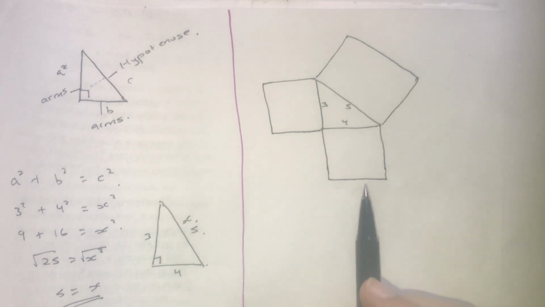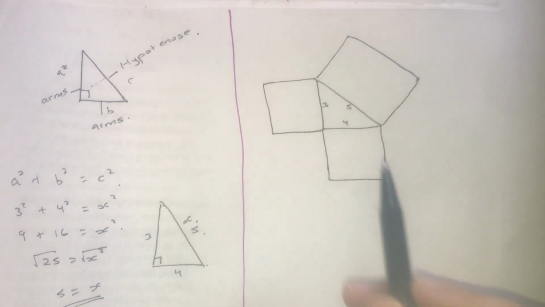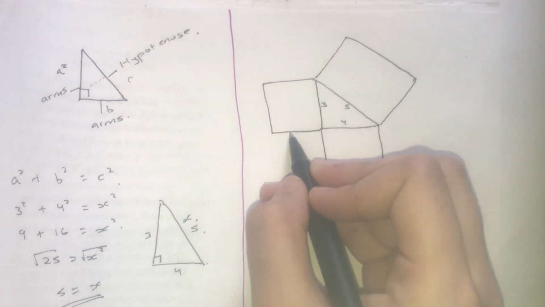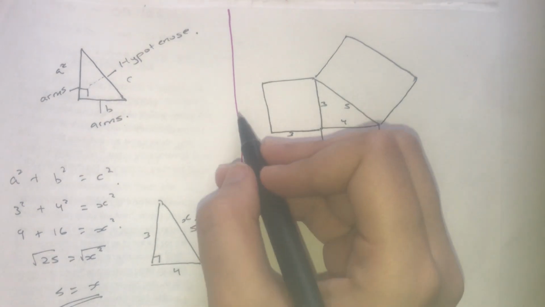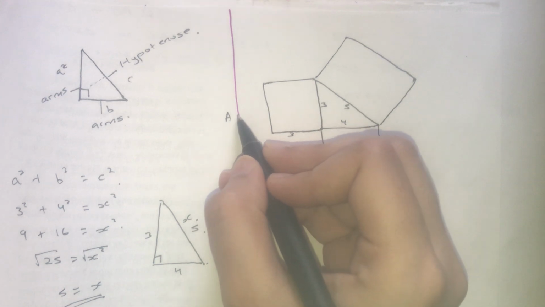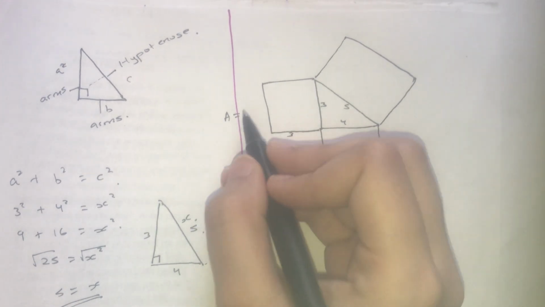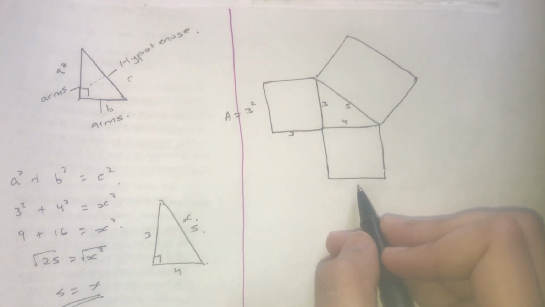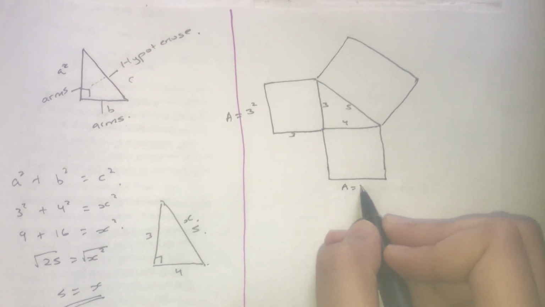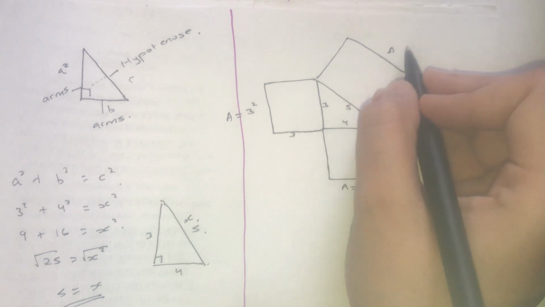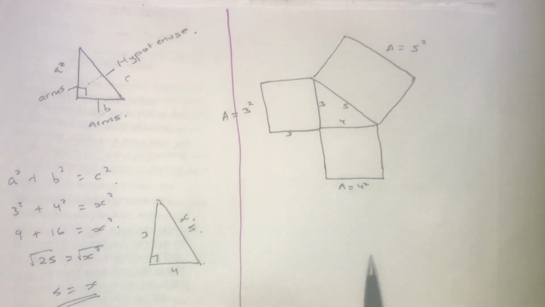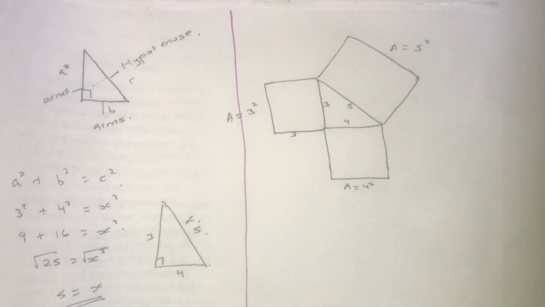Now, one property of squares is that all sides are equal. So that means this side is equal to this side, right? And the area of the square will be found by doing A equals side squared, that is 3 squared, okay? The same goes to this one. A will be equal to 4 squared, and here A will be equal to 5 squared. Fine. Now let's visualize the square, okay?